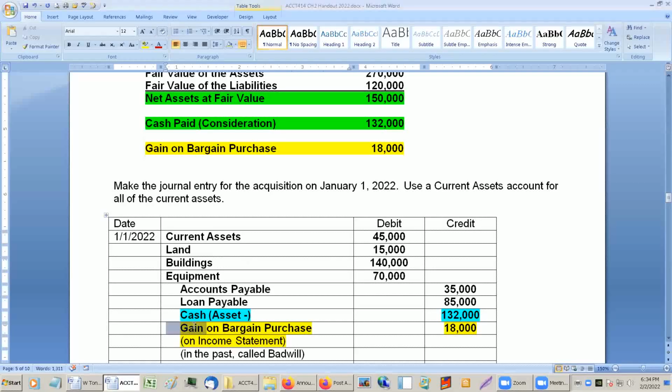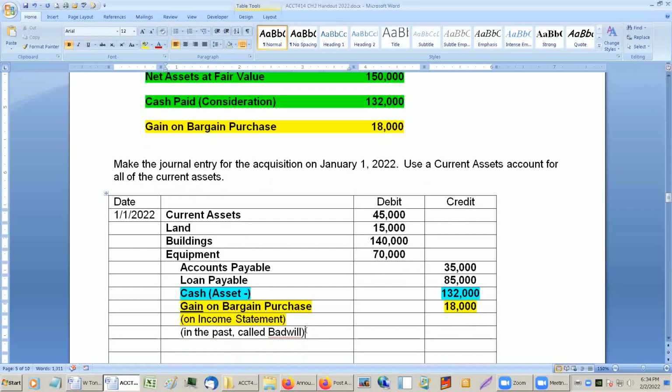In the past, they used to call it bad will. That was the common unofficial term for it. But now they call it goodwill. Some people have noted that goodwill comes about when you pay too much, and bad will comes about when you get a bargain. So they call it a bargain purchase now. The important thing is that you recognize a gain on it, whatever you call it. This is old terminology.